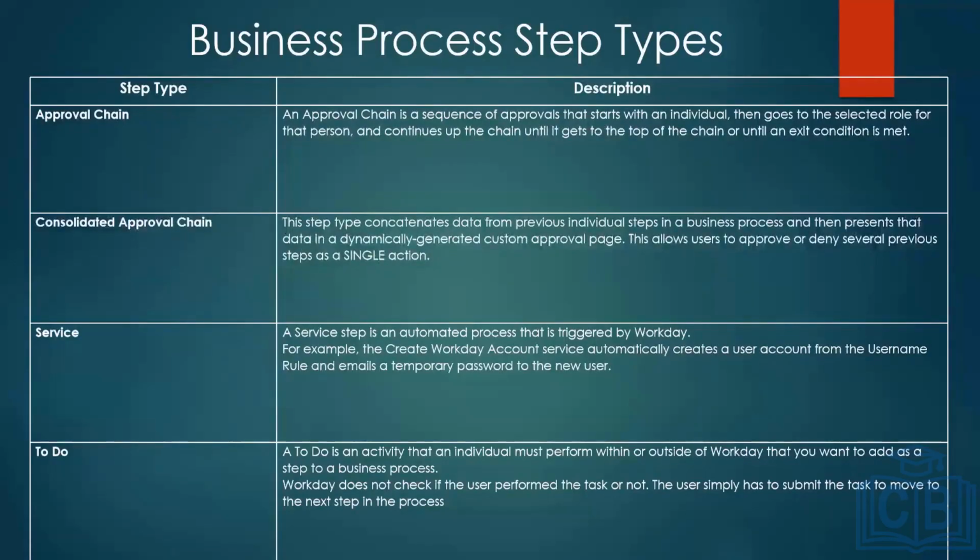So this step type, the word concatenates itself tells you, concatenates data from previous individual steps in a business process and then presents that data in a dynamically generated custom approval page. This allows users to approve or deny several previous steps as a single action. Only a single action can be taken.